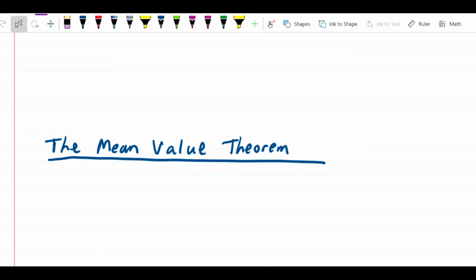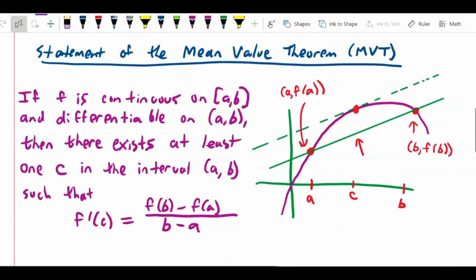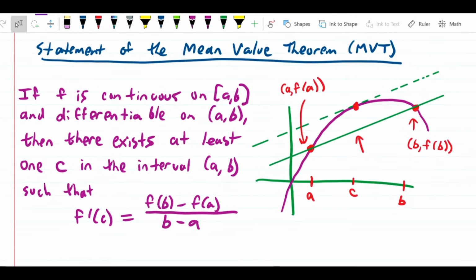We turn now to the topic of the mean value theorem, and if you're following along in the Thomas textbook, this is section 4.2. So let me just put up the statement of the mean value theorem along with a picture. So the statement is, if f is continuous on the closed interval [a, b] and differentiable on the open interval (a, b), then there exists at least one number c in the open interval (a, b), such that this equation is true.